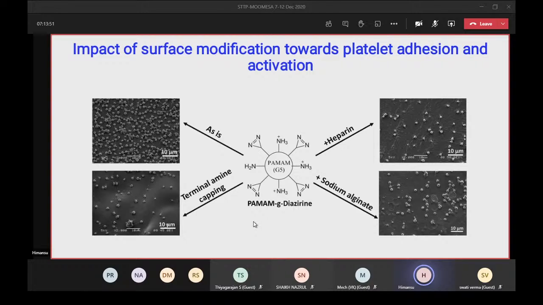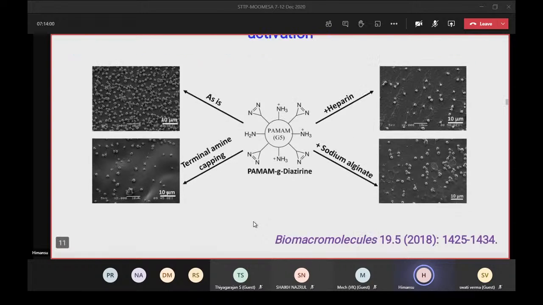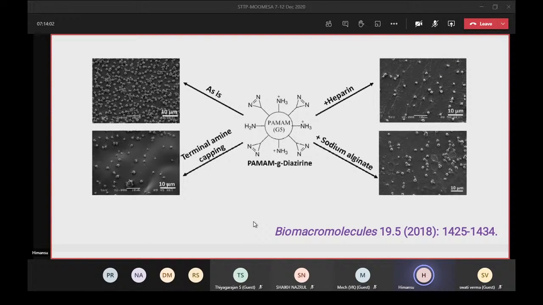So the first aim is to minimize the numbers. In all the three cases we can minimize the number, and we could also minimize the tentacular structure over the substrate. That means this is more stable. So the sodium alginate one could produce the best result, and the heparin and terminal capping is also better. That means all the surfaces could be tuned as per our demand.